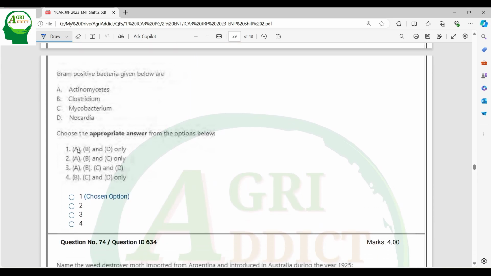Question number 73 is another question on bacteria: given below are gram positive bacteria, and you have to find which are the gram positive bacteria. Actinomycetes, they are gram positive, true. Clostridium also gram positive, Mycobacterium also gram positive, and Nocardia also gram positive. So all A, B, C, D are gram positive. If you know the answer correctly, like you are sure which are the gram positives and which are the gram negatives, then only you should answer this. Otherwise just leave these types of questions. There are 99-100% chances of getting it incorrect.